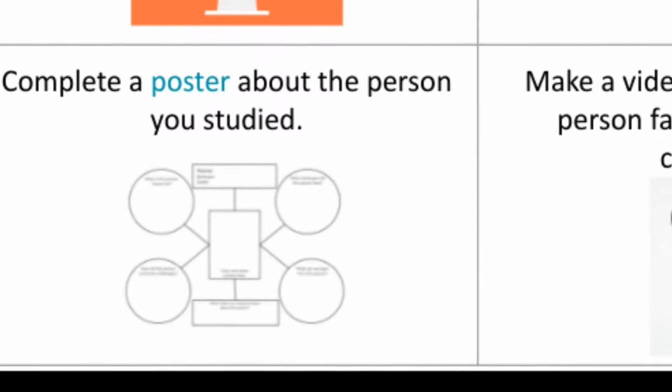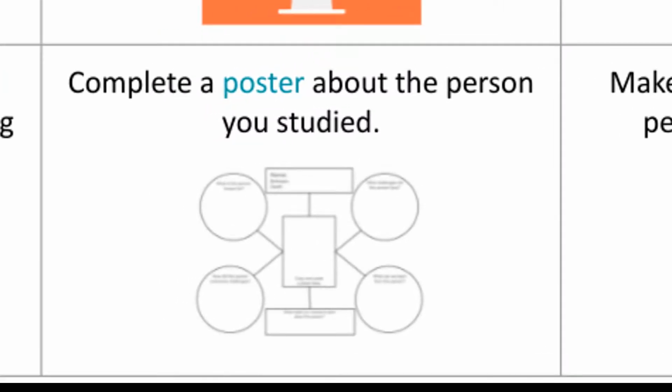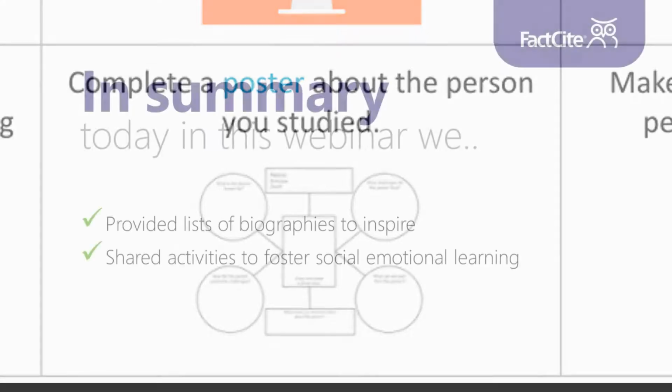And another option is for students to complete a poster about the person that they studied. And again, you see the word poster is blue. It's a hyperlink to a template for them to fill in, a sort of graphic organizer that has a place for putting a picture that they can copy and paste from FactCite. They have the rights to copy and paste any of those images, and the attribution is attached. And then they can fill out some information about the person and about how the person faced challenges.